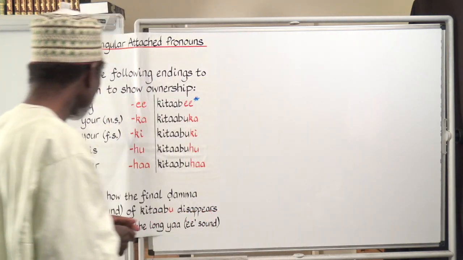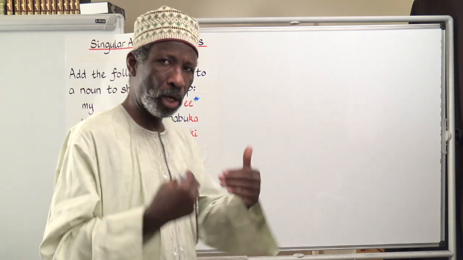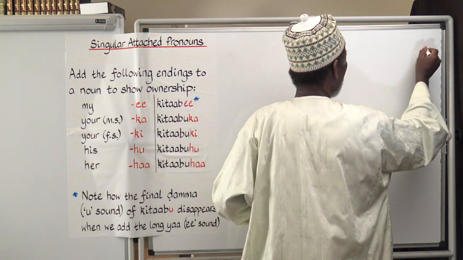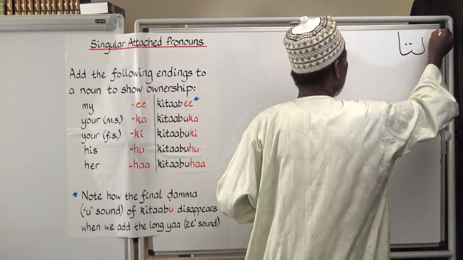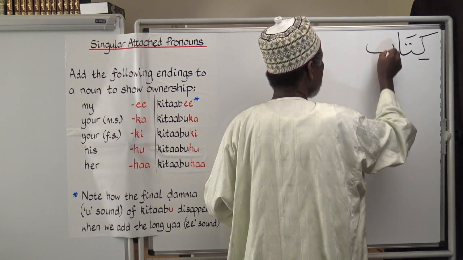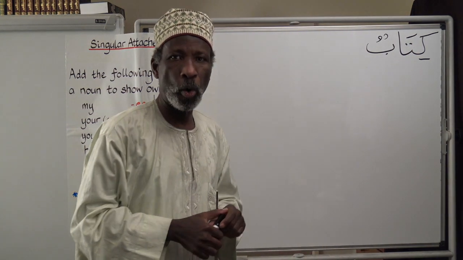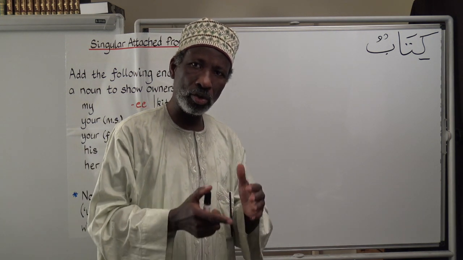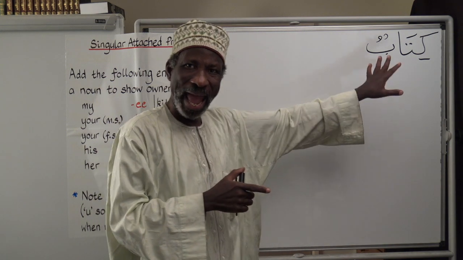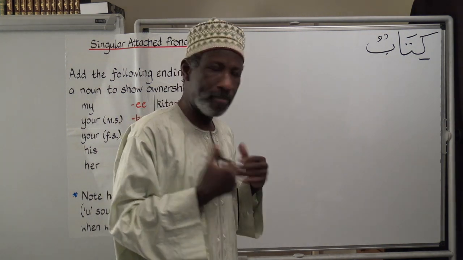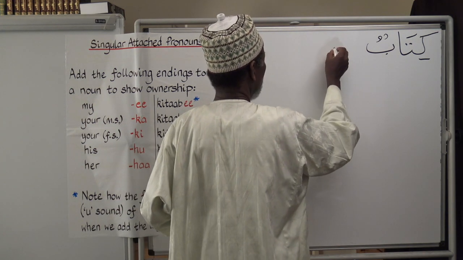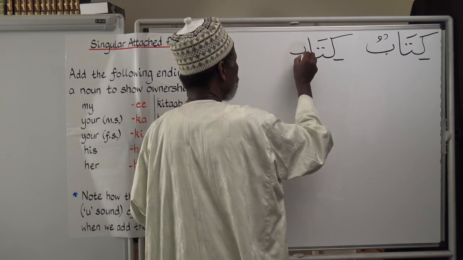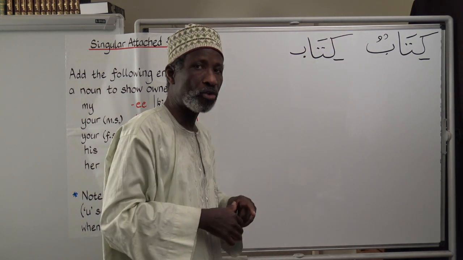An example. If you want to say something belongs to me, like my book, we know a book is kitaabun. That is a book. To say my book, let's look at the changes that we're going to apply to a book to become my book. So let's write a book again. So you say kitab. That's your ba, the last letter, which is carrying on at the moment.